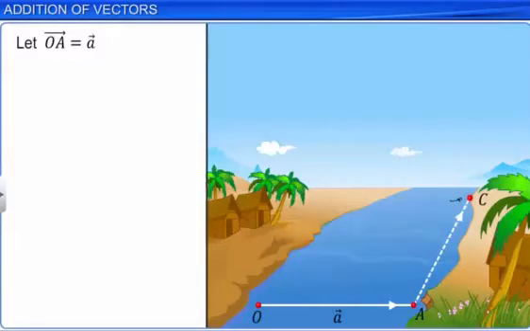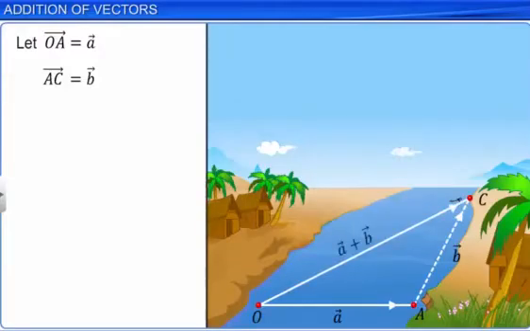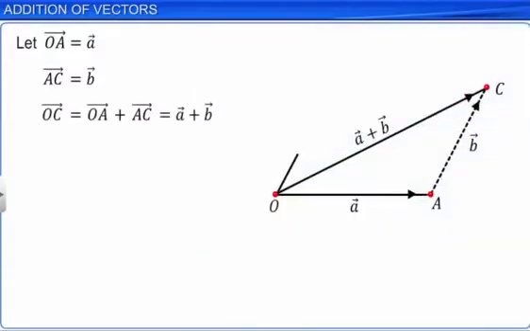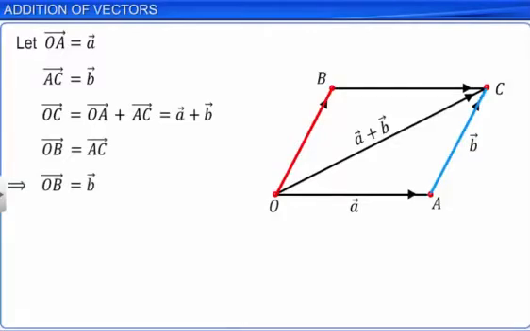Let vector AC be equal to vector B. The velocity with which the man swims from point O to point C is the sum of velocity vectors A and B. Complete the parallelogram OACB. Since OACB is a parallelogram, vector OB is equal to vector AC. Therefore, vector OB is equal to vector B.